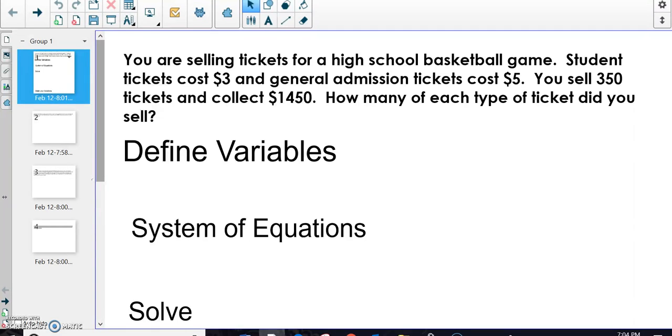It says you are selling tickets for a high school basketball game. Student tickets cost $3. General admission tickets cost $5. You sell 350 tickets and collect $1,450. How many of each type of ticket did you sell?